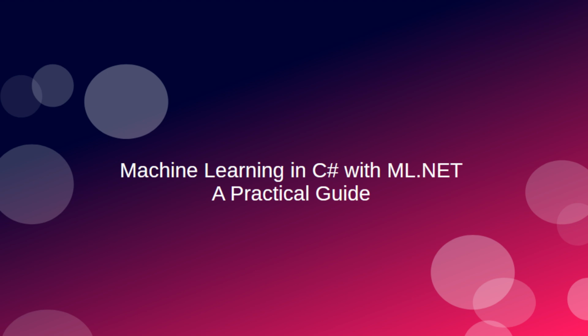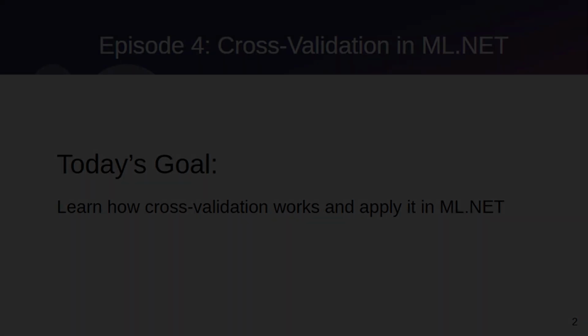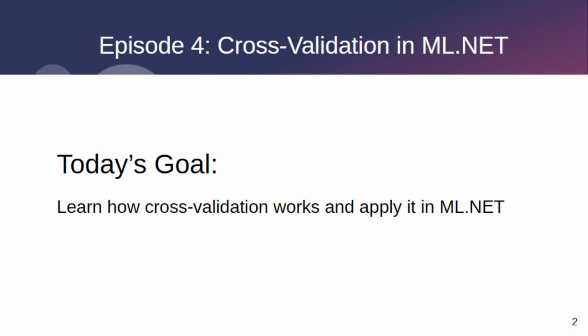In the last episode, we explored how to use AutoML in ML.NET to automatically find models that work well for our data. I mentioned that the next video would be feature engineering, but I think it's better to first talk about cross-validation. So today in episode 4, we're taking the next step, understanding cross-validation, one of the most important techniques to make sure your machine learning models are truly reliable.